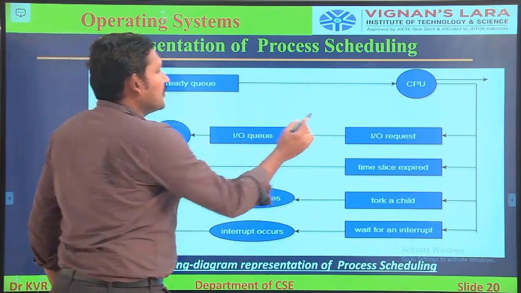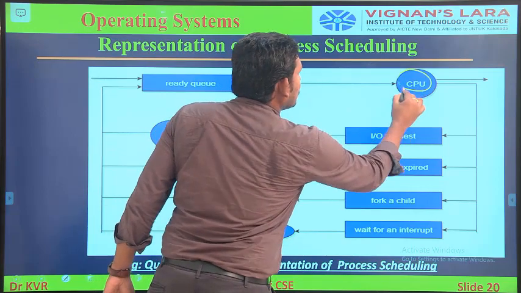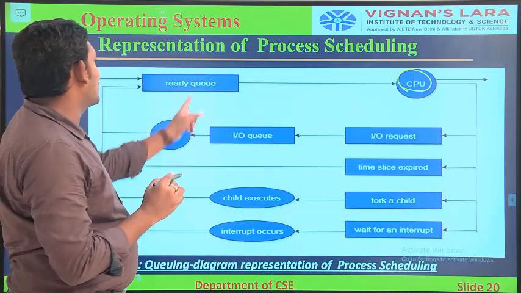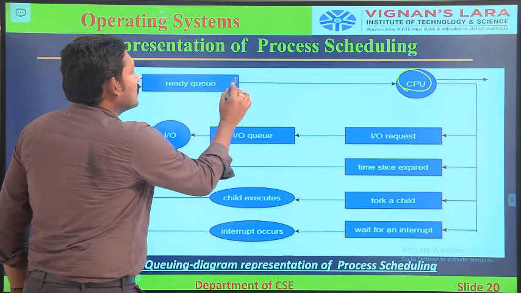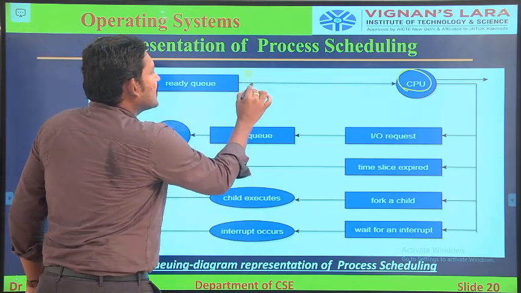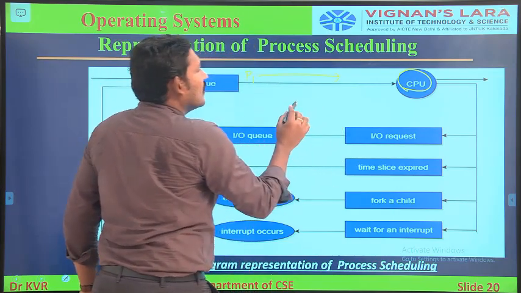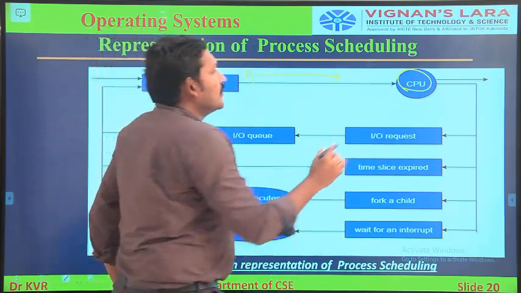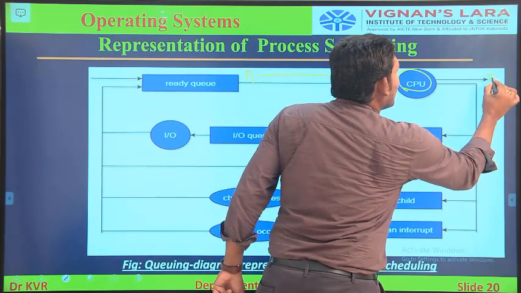We are very much familiar with the CPU. What will the CPU do? The CPU will keep on executing the processes which are in the ready queue. Let us suppose here process P1 is given to the CPU. The CPU has completed the execution of process P1. So here it is terminated.